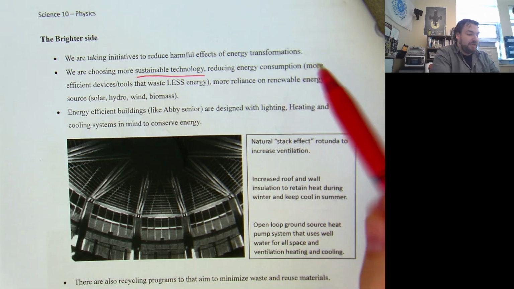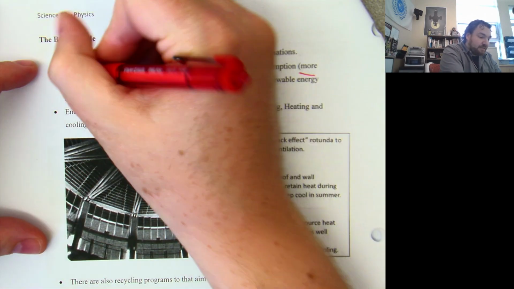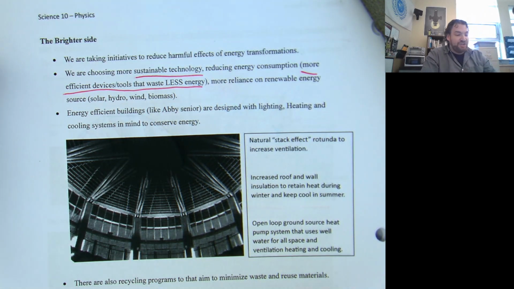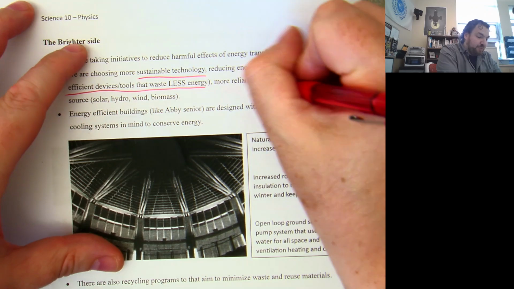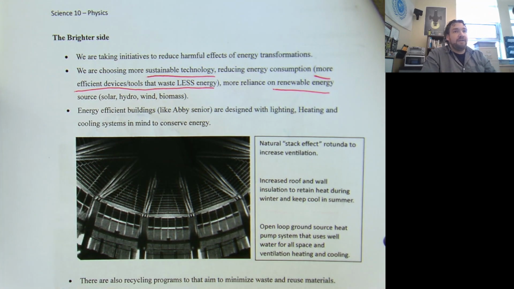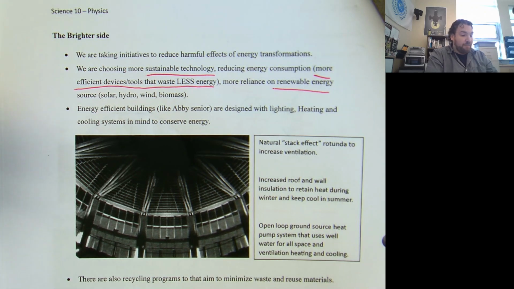Reducing energy consumption, more efficient devices, tools that use and waste less energy, reliance on renewables. Renewables are big. I mean, BC is already huge in renewables. Almost all of our power comes from renewables. BC Hydro, hydroelectric power, is a renewable energy source. We don't have to burn nearly as much coal and oil as, say, Alberta, Saskatchewan, Manitoba has to. But those places are really good for wind and solar. We just need more of them. So renewable energy is getting pushed more and more.